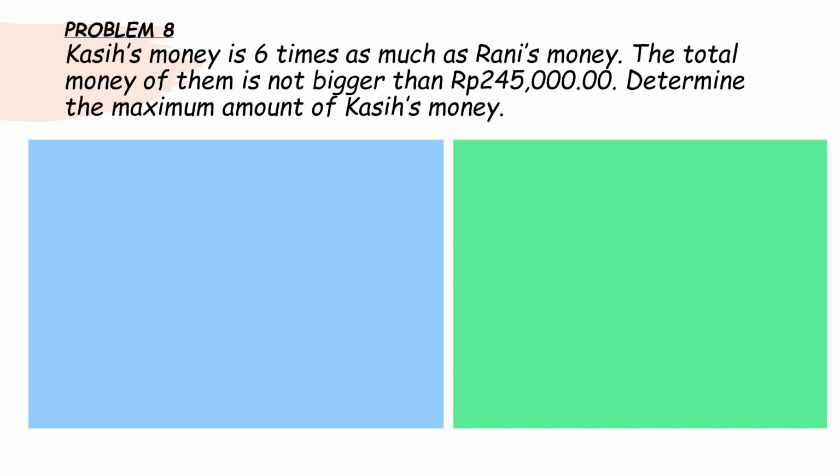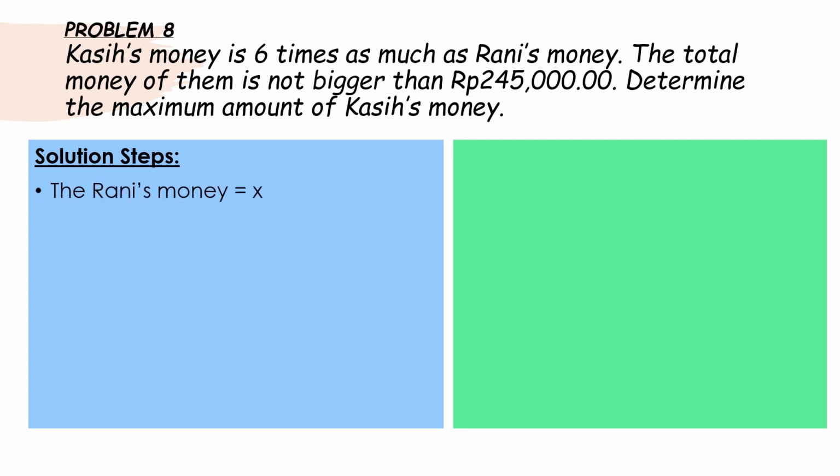Now let us see question number 8. This is the last question. Kashi's money is 6 times as much as Rani's money. The total money of them is not bigger than 245,000 rupees. Determine the maximum amount of Kashi's money.